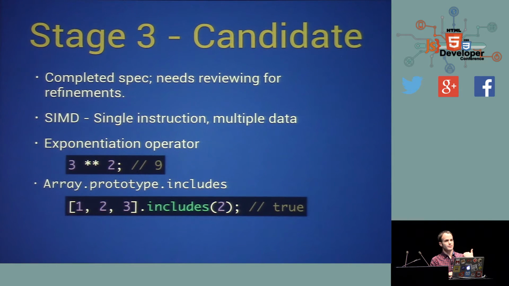One is the SIMD, single instruction multiple data. And you've probably heard of that before from systems programming, but it's a way where you can work with multiple numbers at the same time with one instruction. There's the exponentiation operator like Python and Ruby, and a helper method on arrays called includes, which just checks if a value is in an array.